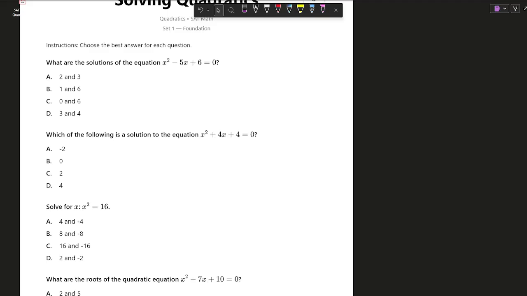Quadratics is anything with x to the power of 2, so it could look something like this, but it could also look something like this. These are both quadratic equations. So on the graph it looks like a U shape. It could be upside down, right?